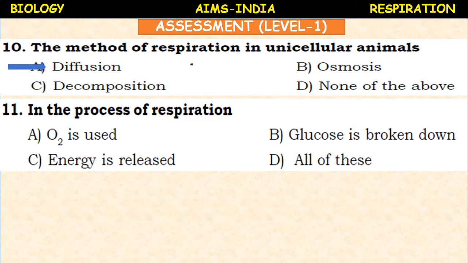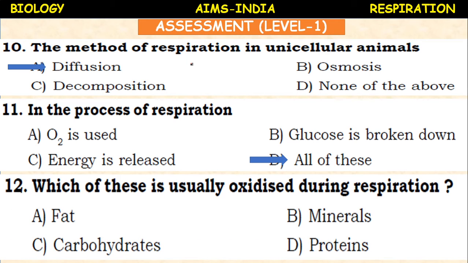In the process of respiration, what happens? Oxygen is used, glucose is broken down, and the energy is released. All of these. Which of these is usually oxidized during respiration? Fat, minerals, carbohydrates, proteins. Here usually is mentioned, means generally carbohydrates in the form of glucose. Glucose is the simplest substrate involved in the respiration, production of energy.